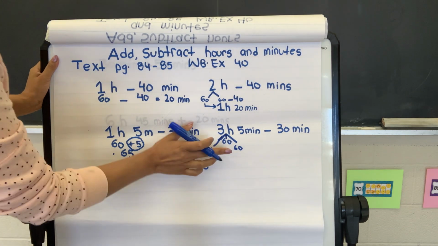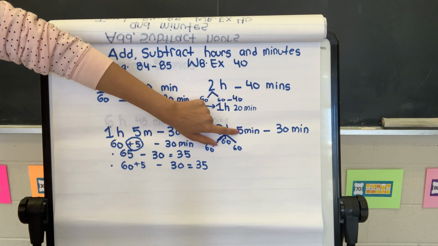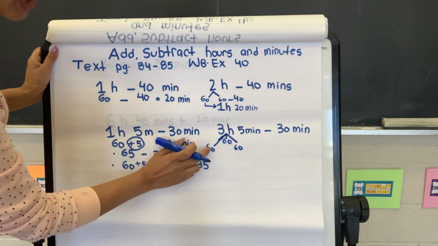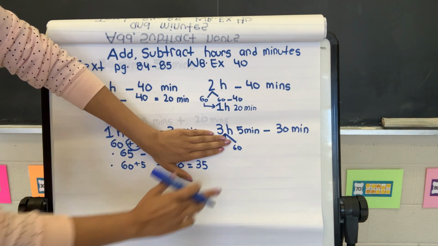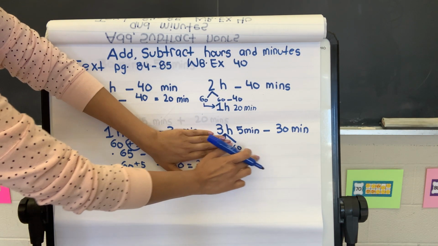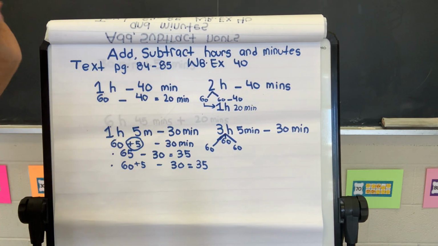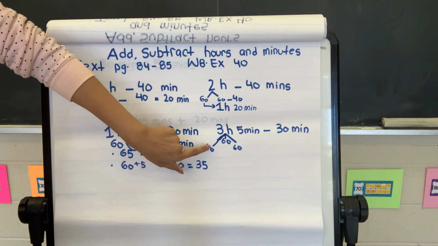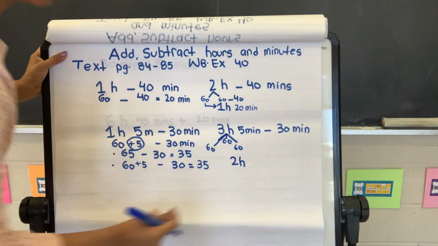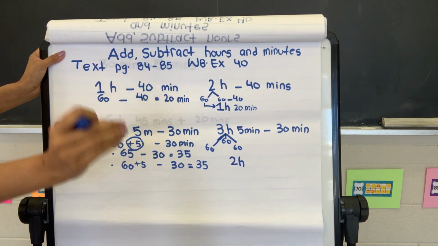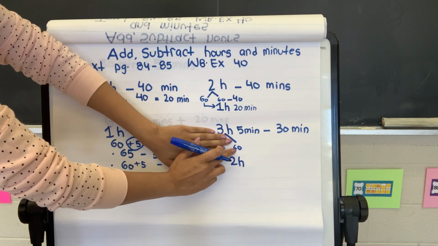Now I need to remember, and then I also have 5 minutes here, right? So what I can do is I am going to leave, I'm not going to touch these 2 60s, but I'm going to touch this one, and I am going to subtract first, okay? So I have my 2 60s, and 2 60s equal how many hours? 1 hour, 2 hours. So I have 2 hours. We don't know how many minutes we have yet because we haven't subtracted our minutes yet. So I have 60 here.